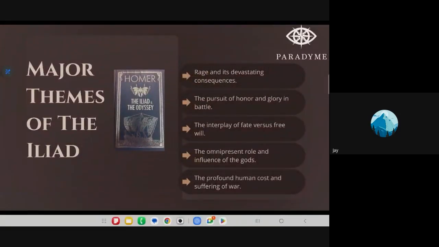Major themes of the Iliad: rage and its devastating consequences, the pursuit of honor and glory in battle, the interplay of fate versus free will, the omnipresent role and influence of the gods, the profound human cost and suffering of war.